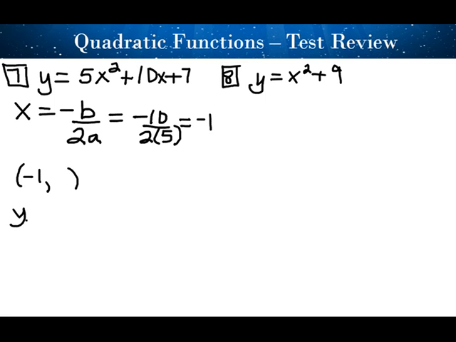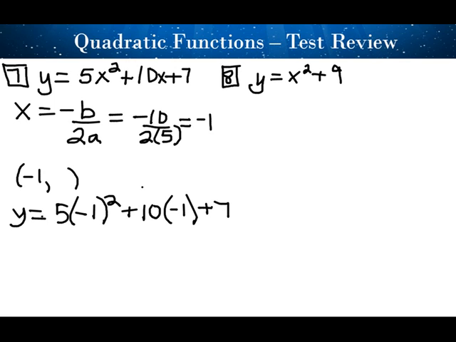So I'm going to go y equals 5 times negative 1, and I'm plugging negative 1 into x, so that negative is going to be squared, plus 10 times negative 1 plus 7.